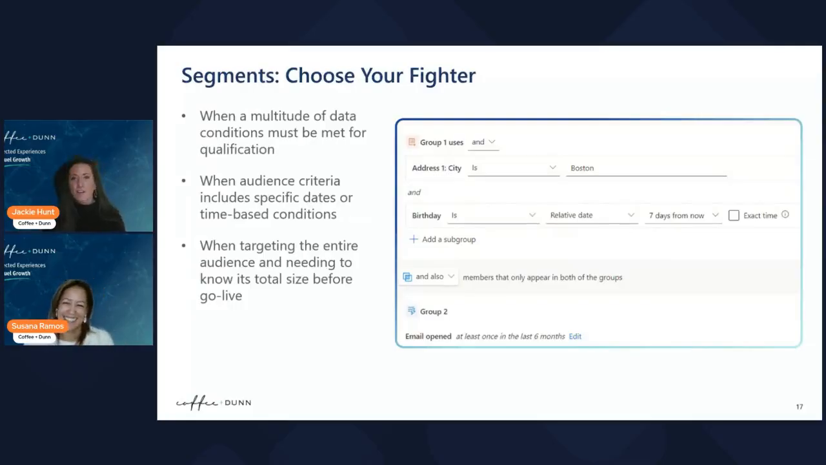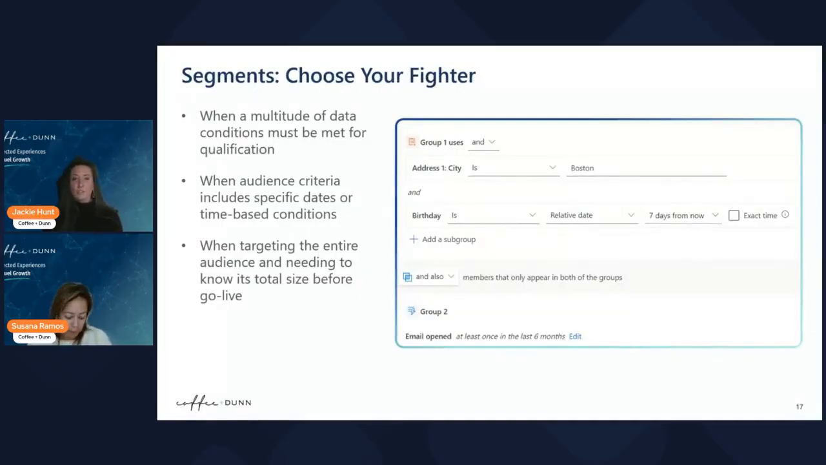All right. So I'm going to start with talking about choosing your fighter as it relates to triggers or segments. So today, segments certainly still make sense in some cases. So for instance, when there's a multitude of different conditions, either on the contact record or the lead record, or even related data records that need to be met in order for your audience members to qualify for your segment. Segments are going to allow you to include all of those different conditions at one time in one place.